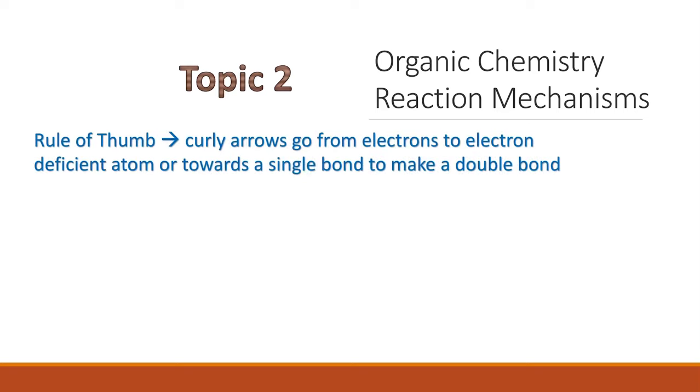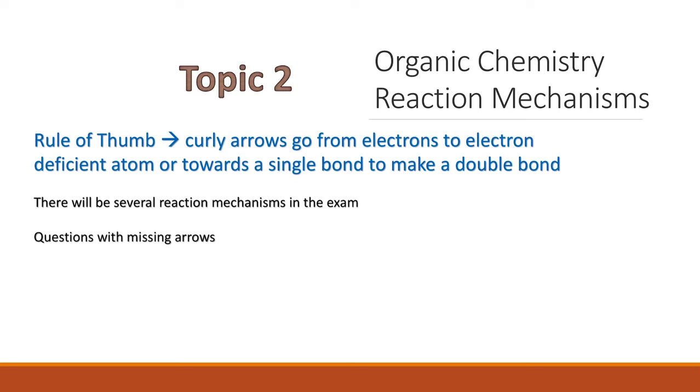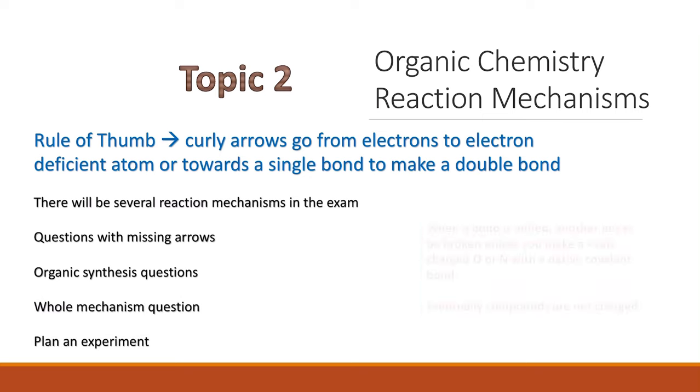Topic 2 is the reaction mechanism. So the rule of thumb here is that curly arrows go from electrons to an electron deficient atom, or towards a single bond to make a double bond. In the exam, you're going to have several reaction mechanisms. You're going to have questions with missing arrows. You're going to have organic synthesis questions, a whole mechanism question, and plan an experiment.